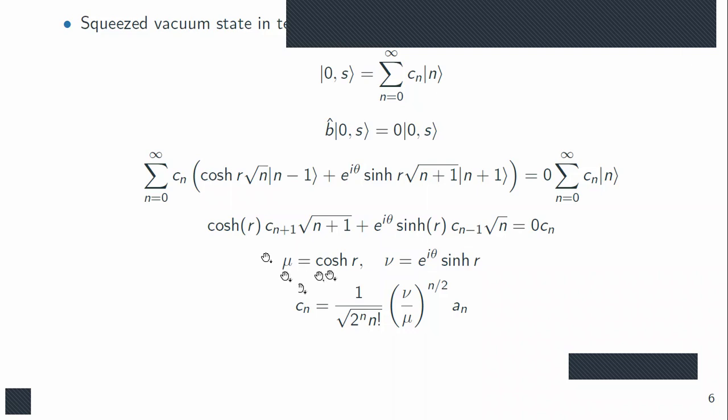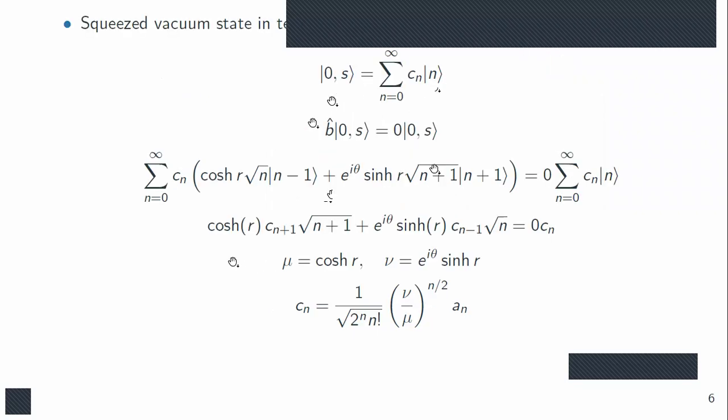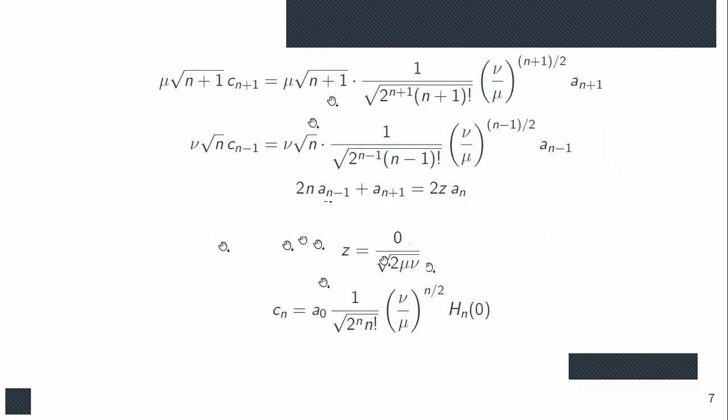So we substitute mu in place of cosh r, and nu in place of e^{iθ} sinh r. And we have to use the expansion coefficient as this. So after substitution, we end up with these terms as they are here, applying each term and substituting these values that we have assumed in order to get the correct recurrence relation. We end up with this correct recurrence relation.